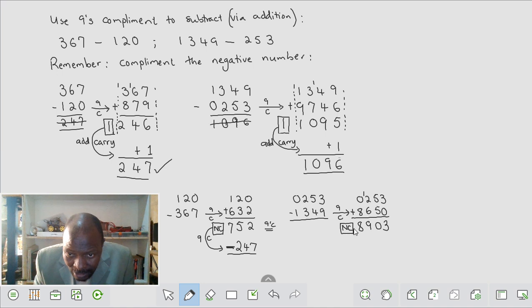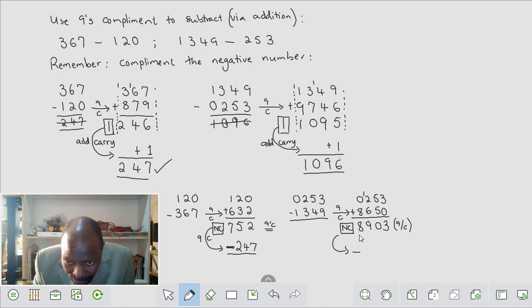No carry. Telling you that this is the 9's complement of what? Of the answer. Okay, what does it mean? It means the answer is negative. Every time the number is in 9's complement, it's because it was originally negative. So this number is negative.